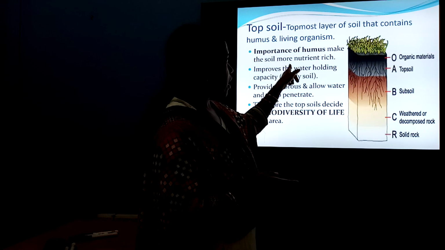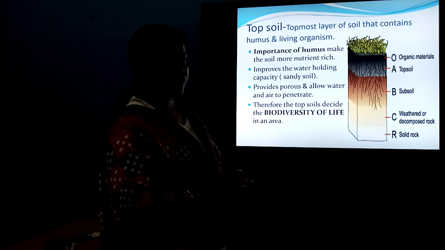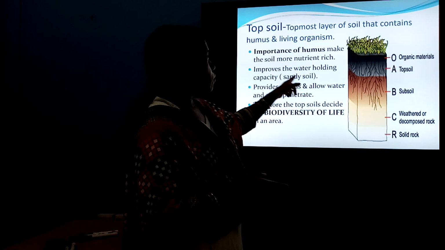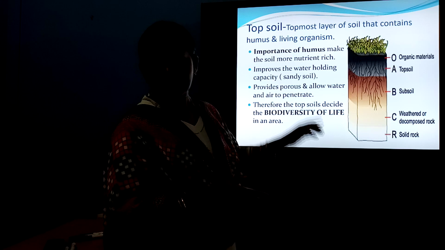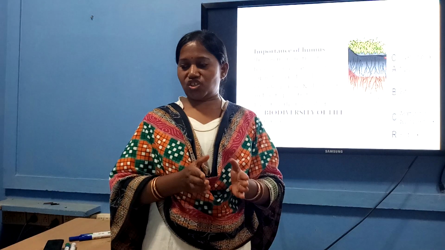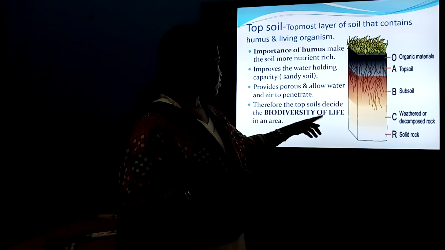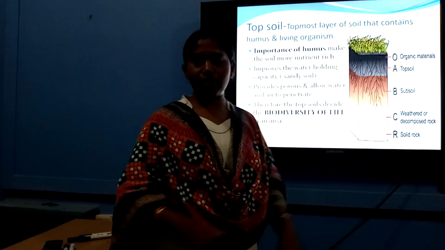It makes the soil more nutrient rich. It also improves the water holding capacity in sandy soil. It also makes the soil porous and allows water and air to penetrate. Therefore, the topsoil decides the biodiversity of life in an area.